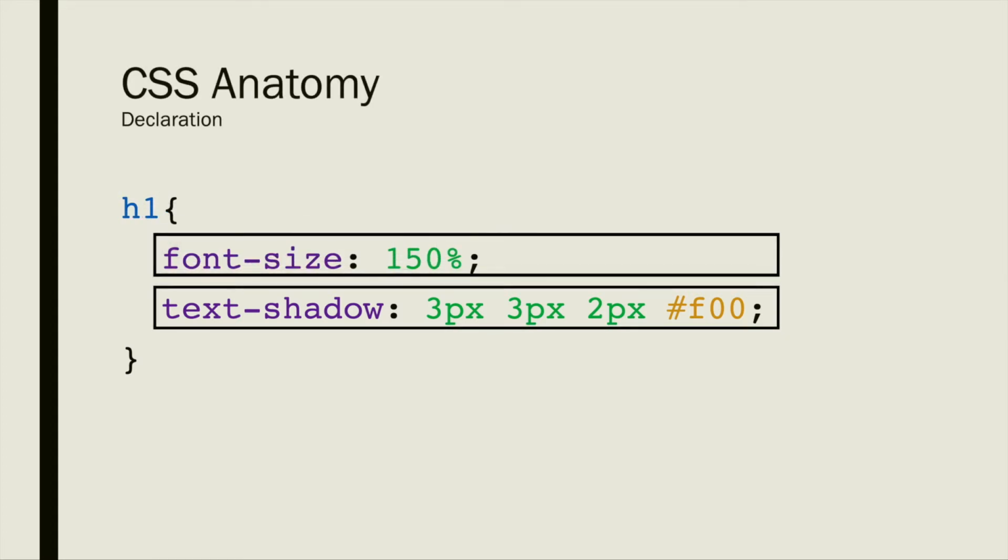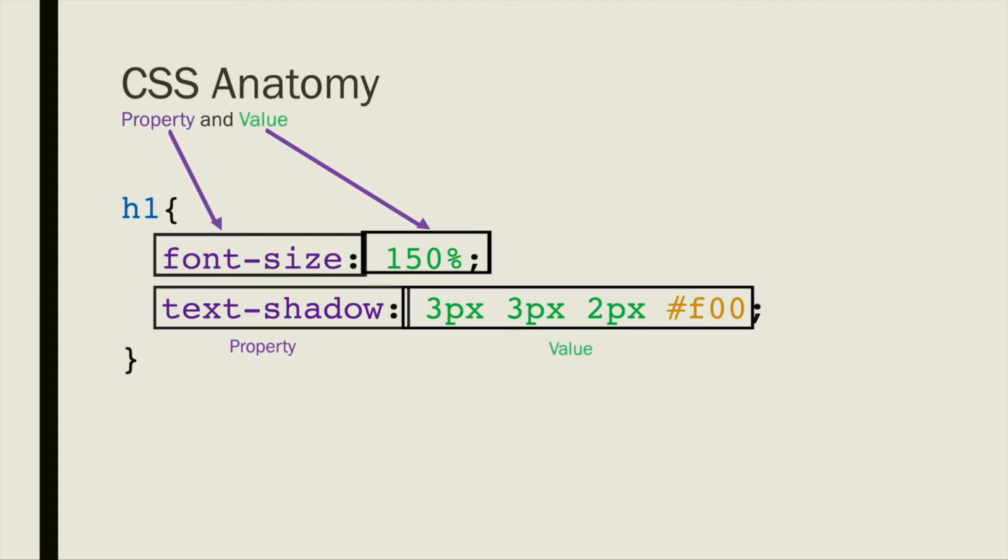Next is a declaration. In this case, we have two declarations in this example. But a declaration is a single line that instructs the browser to apply some styling. Declarations should be indented under the selector, and each one should end with a semicolon for better practice. Declarations are composed of two parts, a property and a value. A rule can have as many declarations as you like.